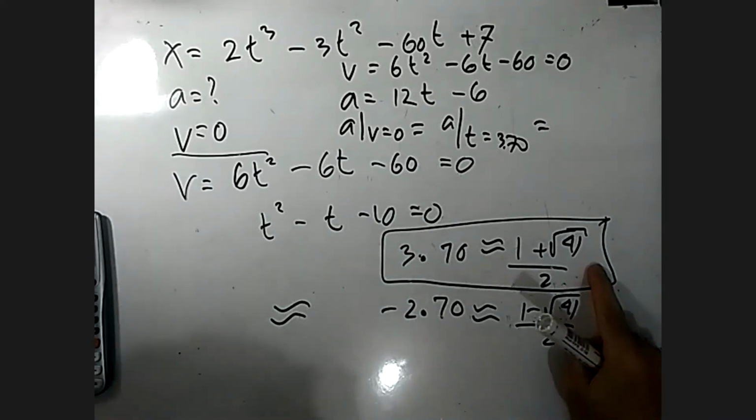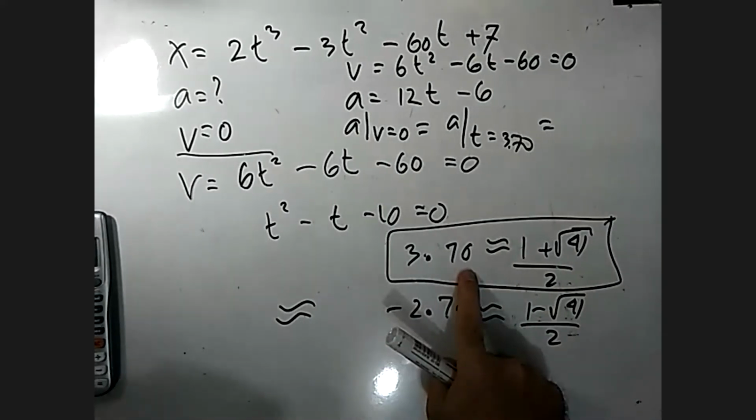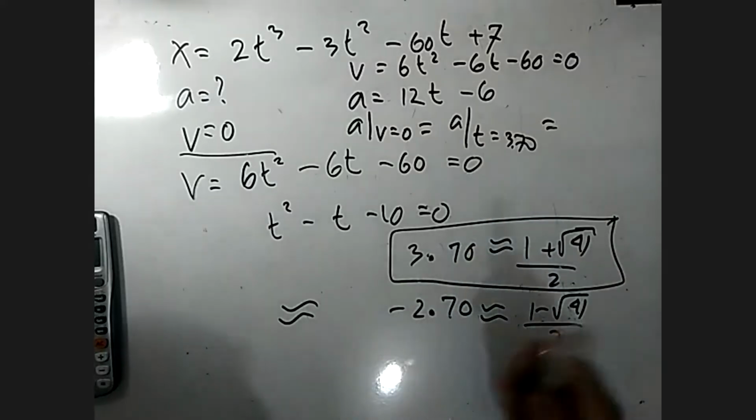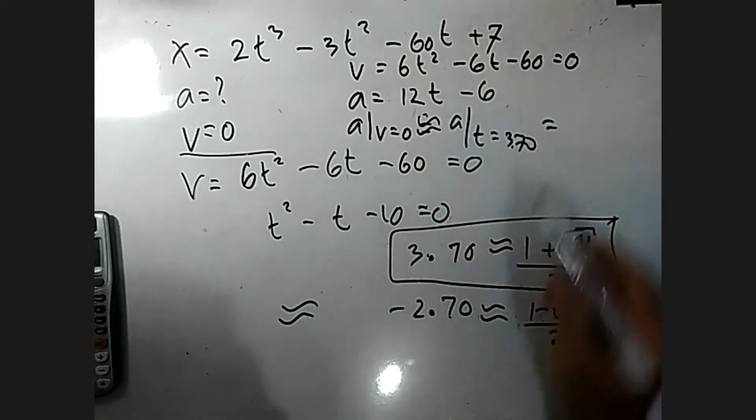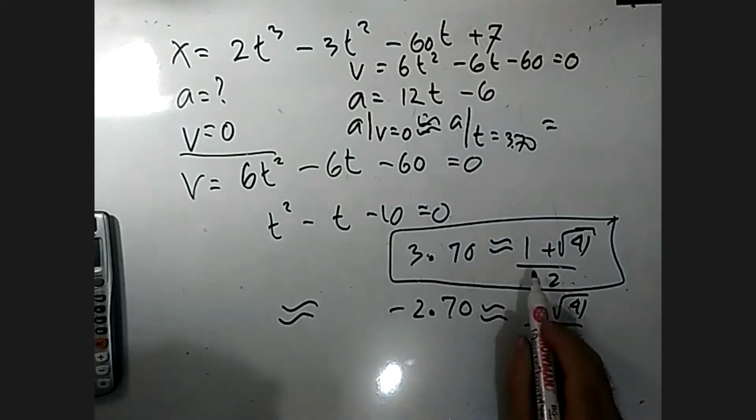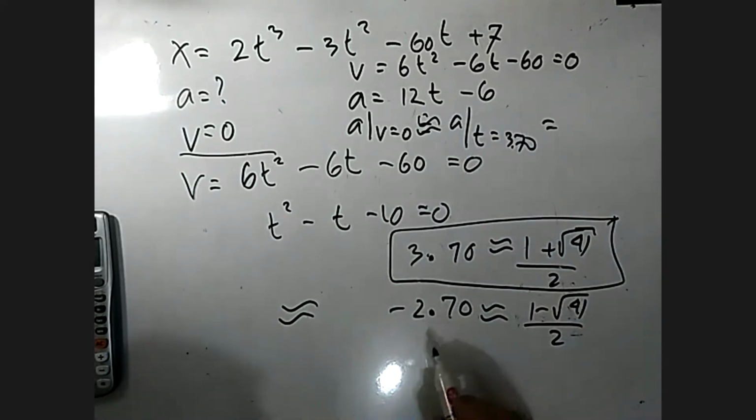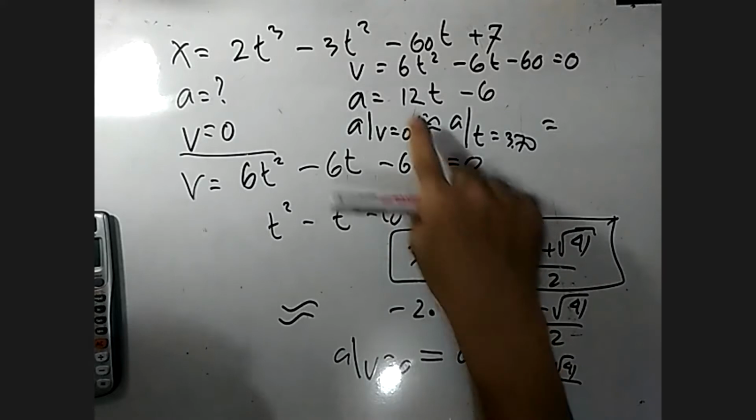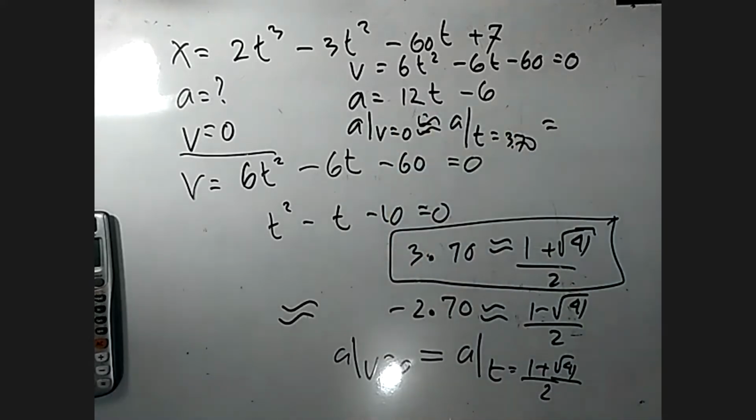This is the exact value. This is the approximate value. So if you are using 3.71, use approximately. But if you are using the 1 plus square root 41 over 2, then you can use equality. A when V equals 0 equals A when t is 1 plus square root 41 over 2. And just put the number there into the formula. You don't have any difficulty, I believe, in order to get the number.